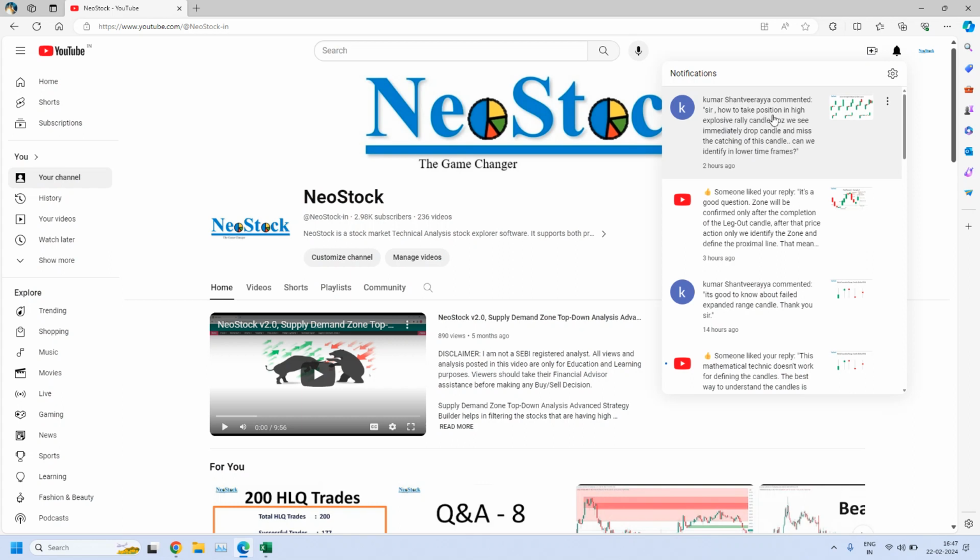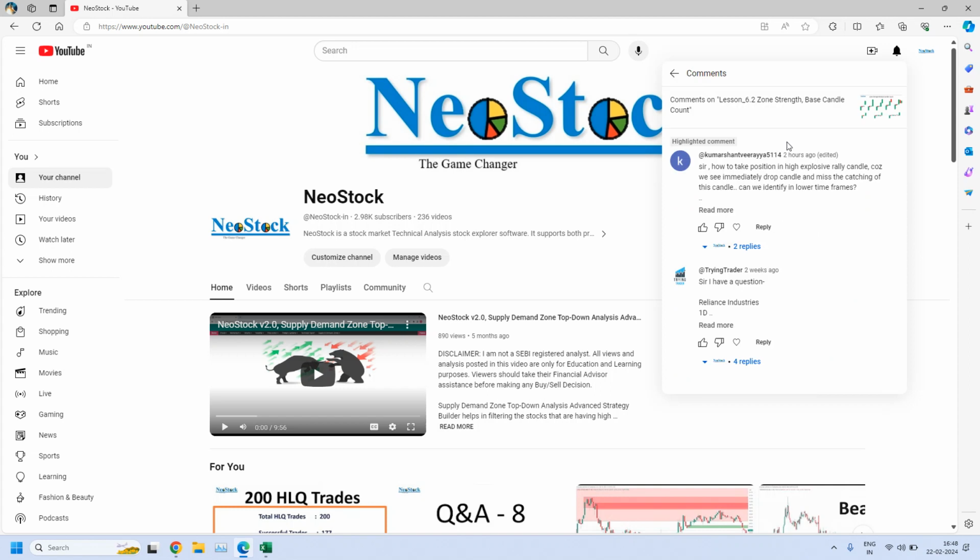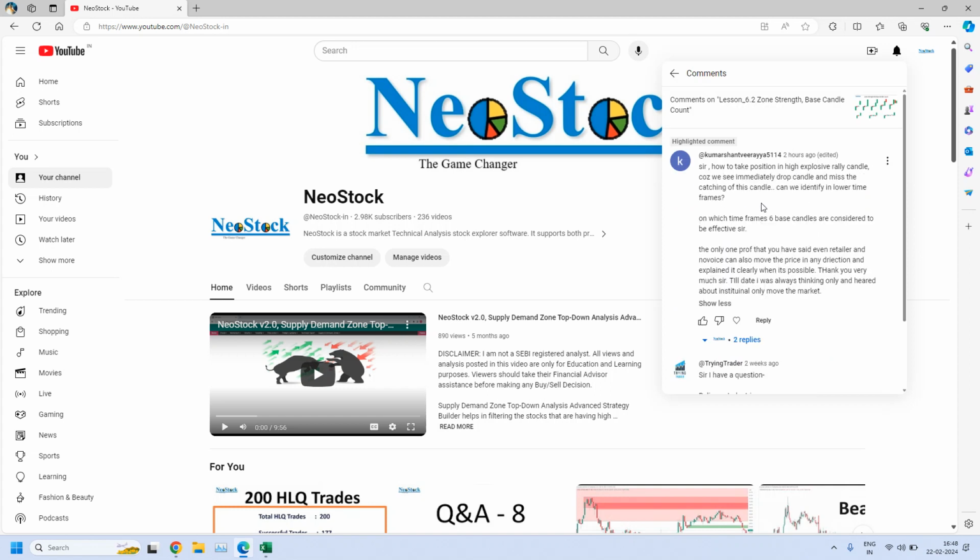Sir, how to take position in a high explosive rally candle? Because we see the candle immediately drop and miss the catching of this candle. Can we identify it in the lower time frame? Actually, how I understood this question is, he is asking that when there is an explosive candle, he wants to participate in that candle.